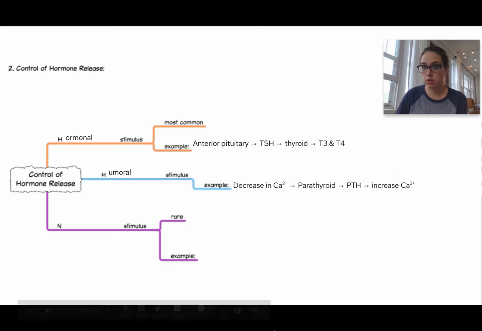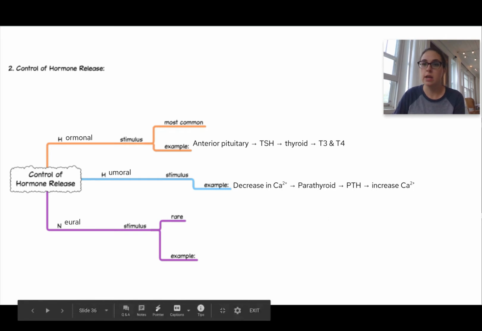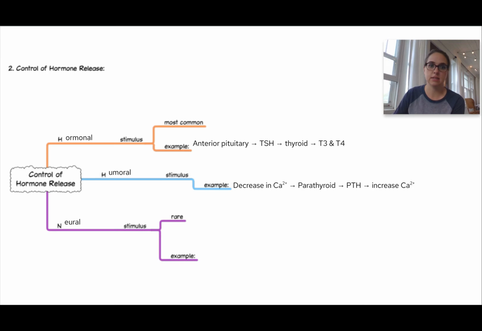Then we have neural, which is a little bit more rare, but this is where an electrical impulse is what sends the signal itself. So let's say there's a scary situation, I'm stressed, like crossing the street and barely missed by a car, right? I'm going to feel this rush of adrenaline. And really what adrenaline is, is epinephrine. So that stress is going to directly zap my adrenal glands to release its hormone.